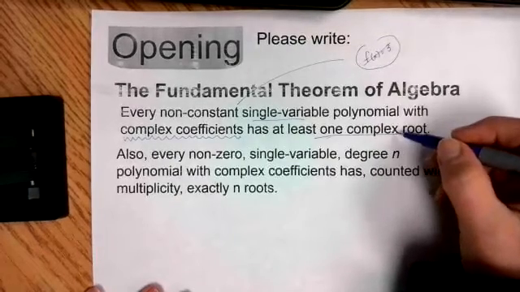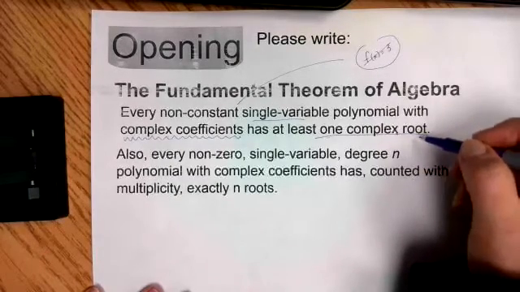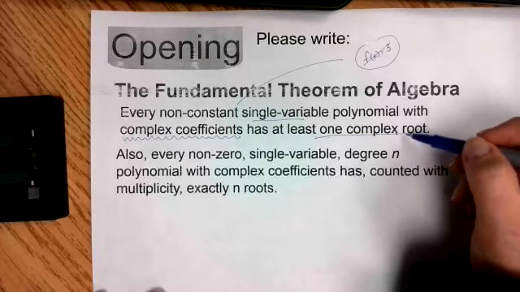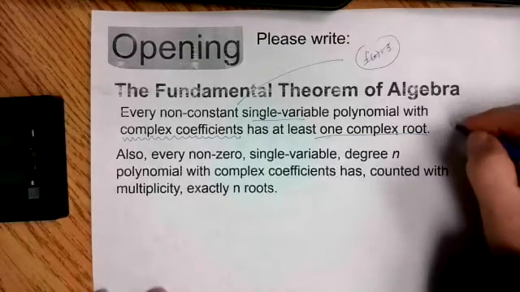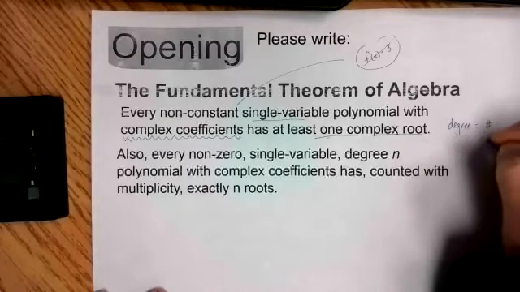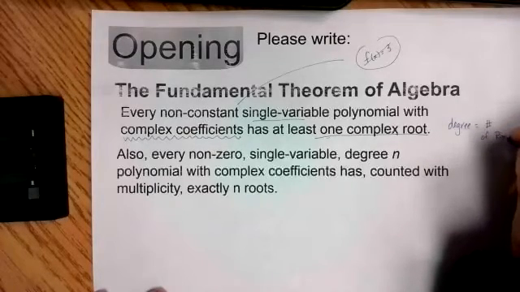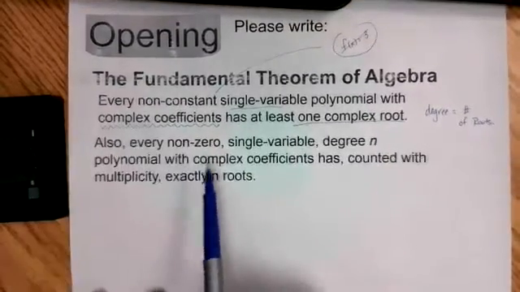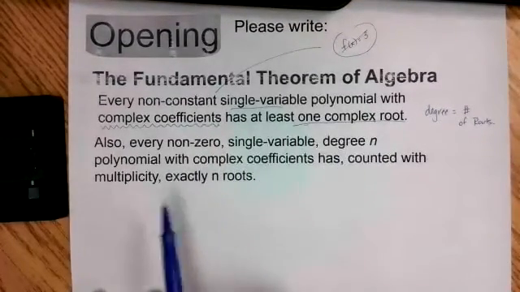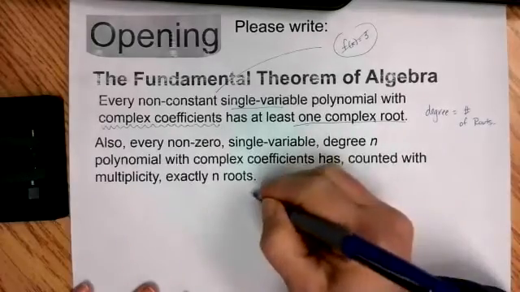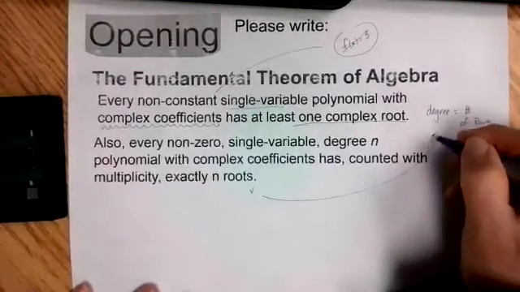Again, not necessarily an imaginary number, although we can get some imaginary numbers, but it has to have at least one solution. So we know that the degree of the polynomial is equal to the number of roots, and I would say it's equal to the number of complex roots. All right, so also every non-zero single variable degree n polynomial with complex coefficients has, counted with multiplicity, exactly n roots. So exactly what I just stated here.